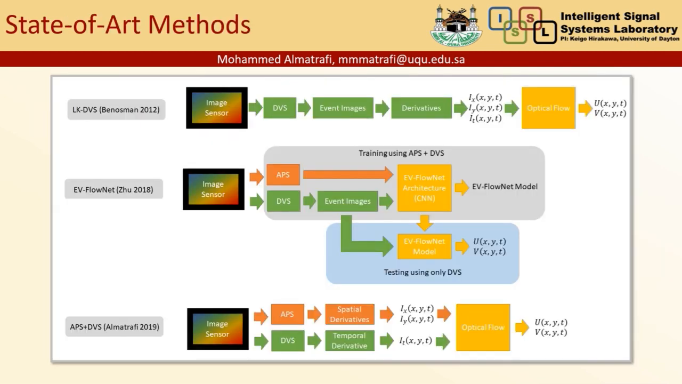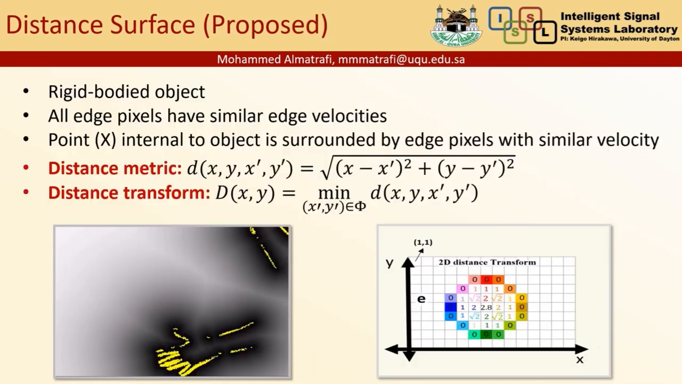Here we show some of the state-of-the-art methods. First, we have the Lucas-Kanade DVS-based method, which first generates a proxy to the APS frame using the accumulation of events approach, then adapts the classical Lucas-Kanade optical flow method. Second, we have the FlowNet method, which is a learning-based method that trains a network to predict the motion based on events. Third, we have APS plus DVS, which is our previous algorithm, which combines both APS and DVS to estimate the spatial derivatives and temporal derivatives respectively, and then adapts optical flow methods.